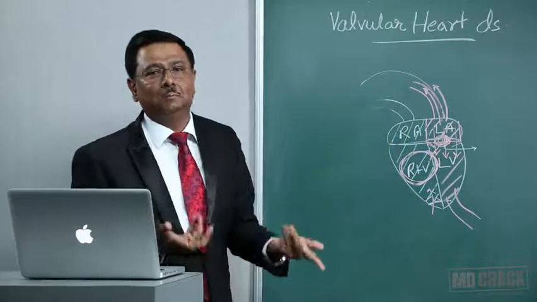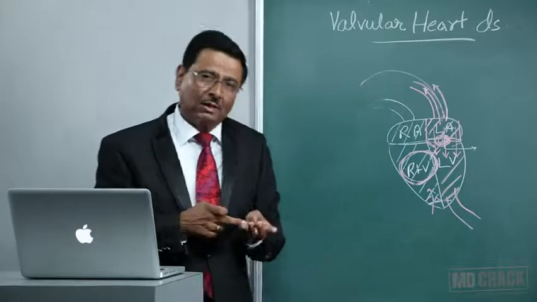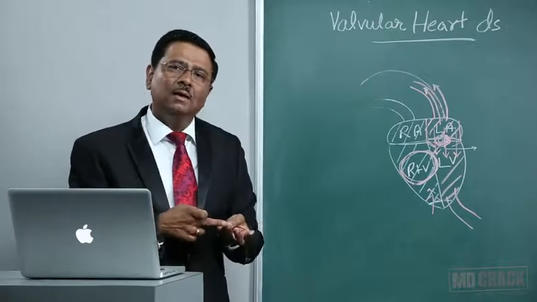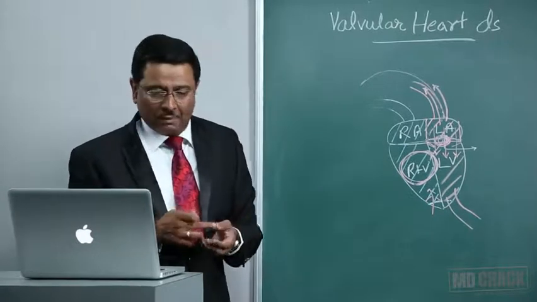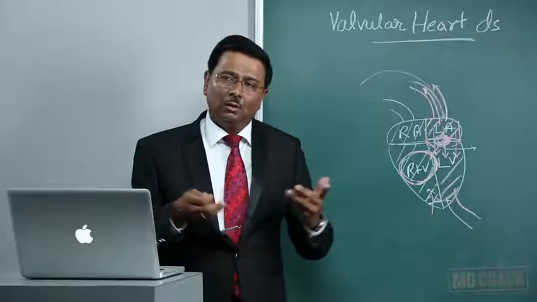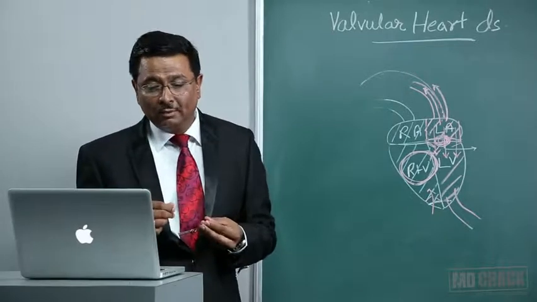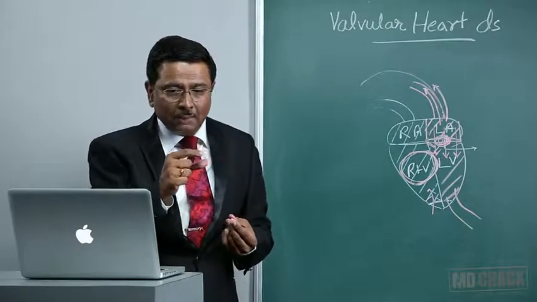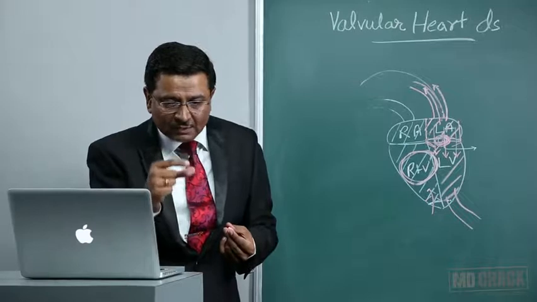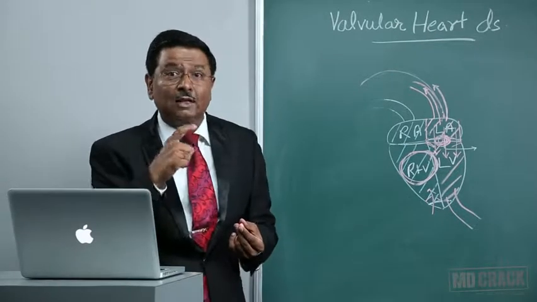Because of this turbulence, a mid-diastolic murmur is produced. So this is the reason why we have a loud first heart sound, an opening snap, and a mid-diastolic murmur. You should understand that the length or duration of the murmur tells you about the severity of the mitral stenosis. Most of the time in the MCQ, there will be a point asking what tells you about the intensity or the severity of mitral stenosis. Definitely the length or the duration.